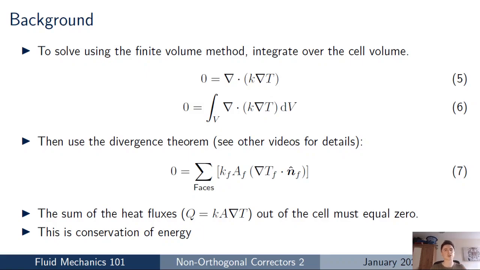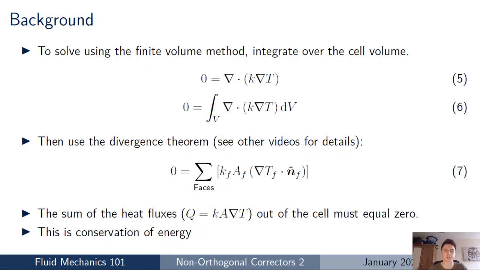Just to give you some context and help you think this through, where have these terms come from? If you look inside the brackets, that term is just a heat flux. So Q, the heat flux, is going to be equal to k times the temperature gradient. Really what equation 7 is telling us is that the summation of the heat flux out of each of the faces of our cell must be equal to 0.